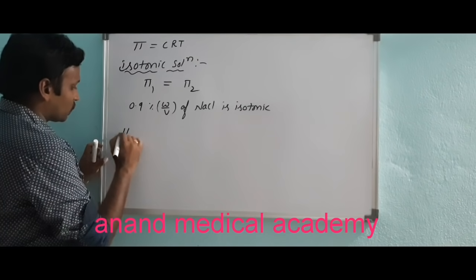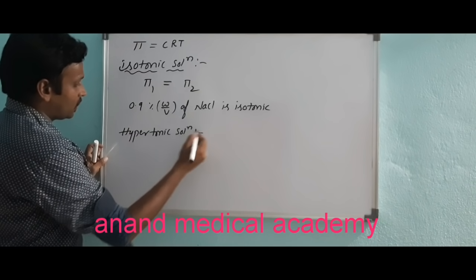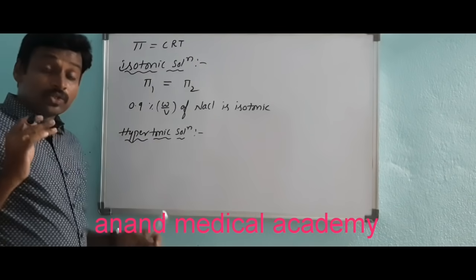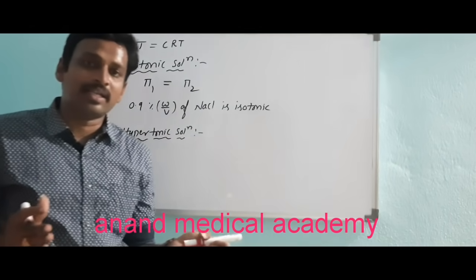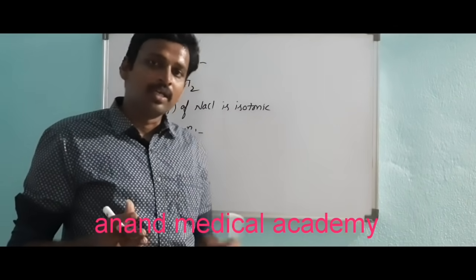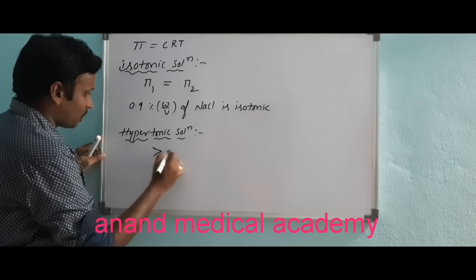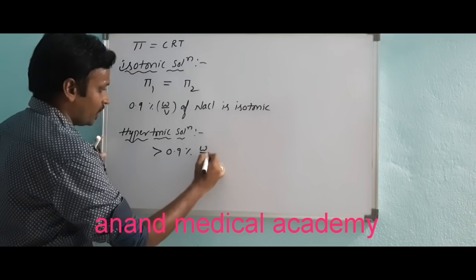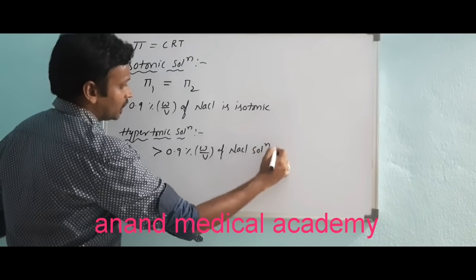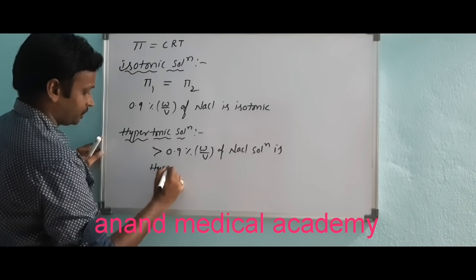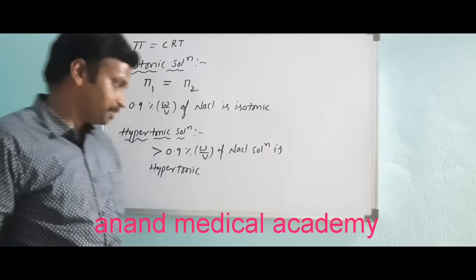Next, hypertonic solutions. What are hypertonic solutions? The particular solution which has more osmotic pressure than the other one is called hypertonic. See, greater than 0.9% weight by volume of brine solution or NaCl solution is hypertonic with blood. This is one.